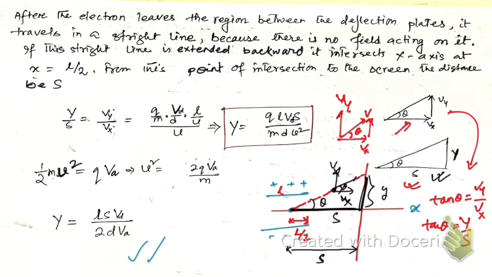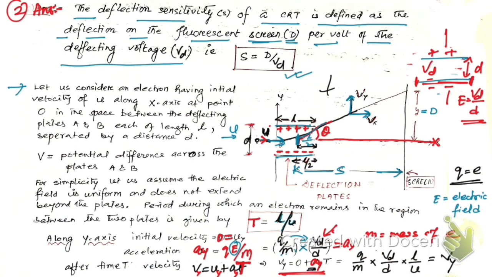Okay, so here you see this is also tan theta, this is also tan theta, so Vy by Vx can be written as y by s because both are equal to tan theta, right? So for Vx, we know the horizontal velocity was given as u, so I have written u here. Then for Vy, we have got the vertical component of the velocity in the previous slide. This is the expression of Vy that we have already got here.